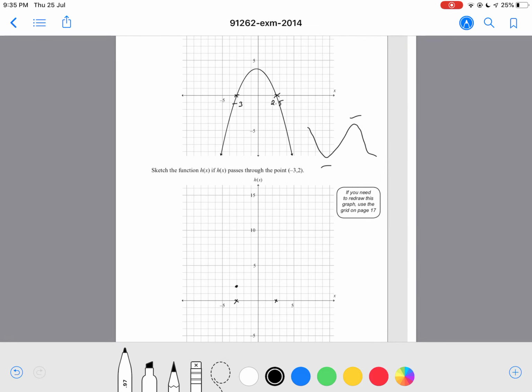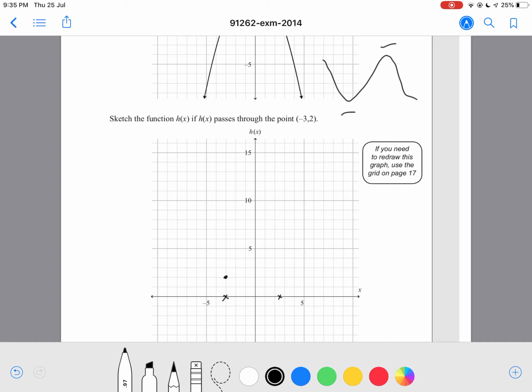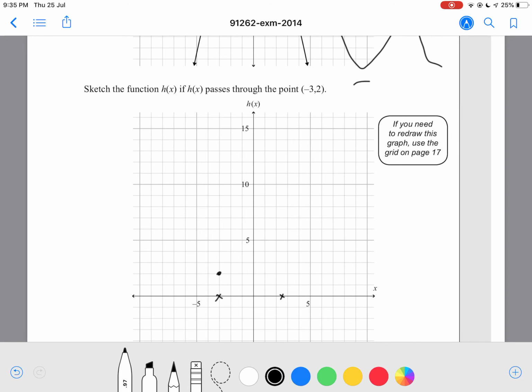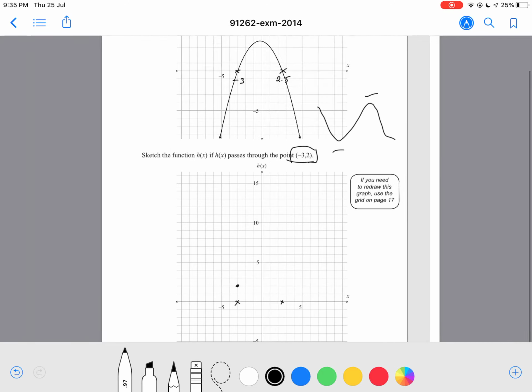Alright, so basically notice that our turning point occurs at the same point as our point (-3, 2). So therefore, our turning point should also be this point. Basically, they give you the turning point.